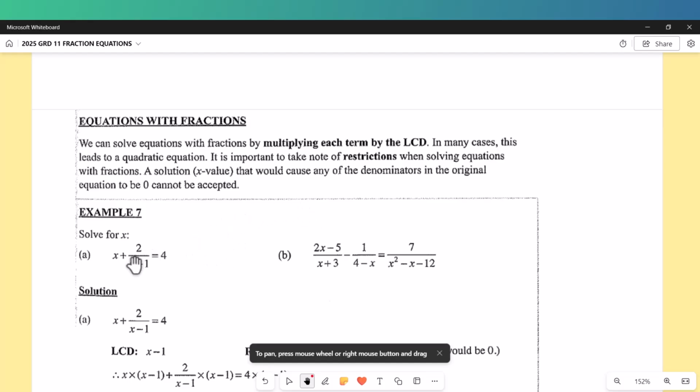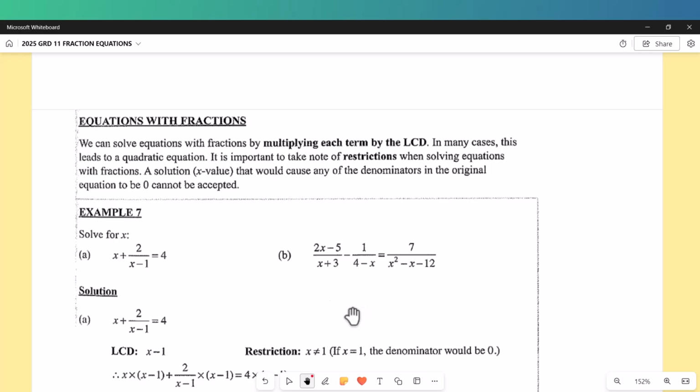If we are solving any of the equations with fractions, and we see, like in this case, x minus 1, when x equals 1, we're going to have 2 over 0, so that one is not acceptable. So that's a restriction. Likewise, in example B, we have x plus 3, okay? So if x equals negative 3, it's going to give us 2x minus 5 over 0. That would be undefined, and it's not acceptable. Even here, when x equals 4, it is not acceptable.